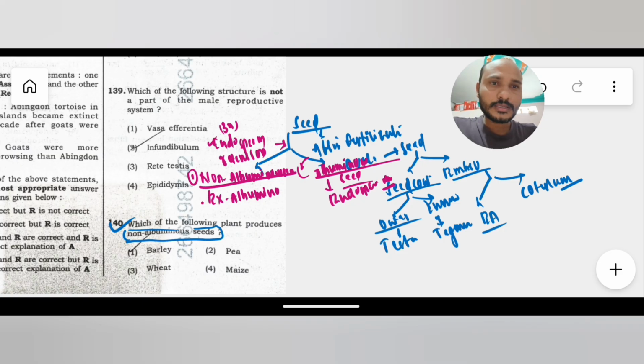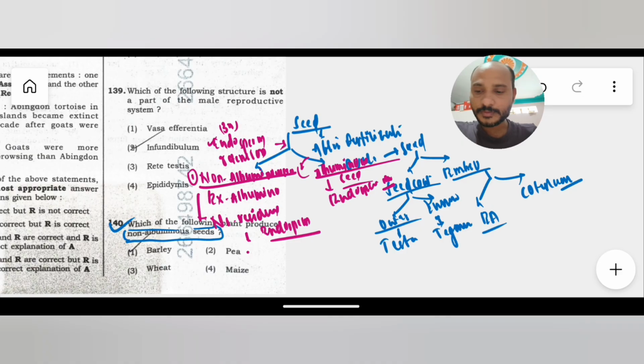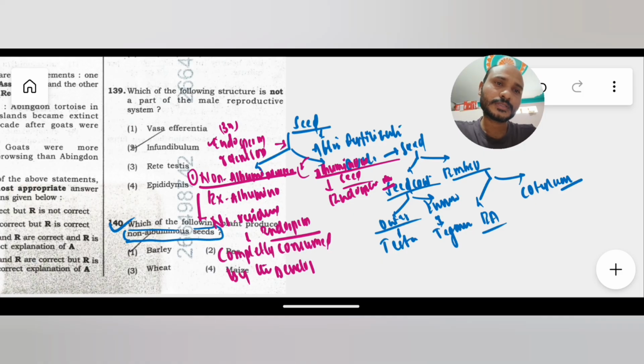What exactly do non-albuminous or ex-albuminous seeds mean? They have no residual endosperm; non means no residual endosperm is present. Why is there no endosperm? Because the endosperm is completely consumed during embryo development. The developing embryo completely consumes the endosperm, hence there is no residual endosperm. Such seeds are called non-albuminous or ex-albuminous seeds.